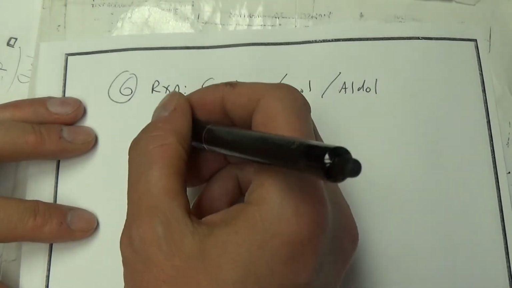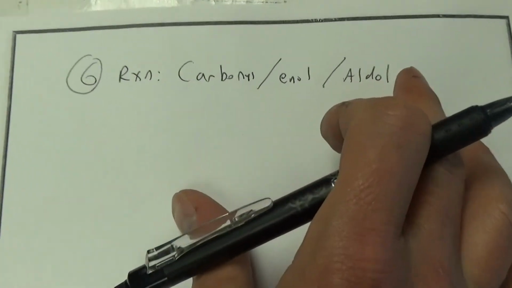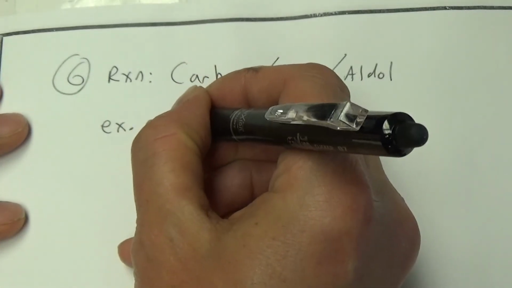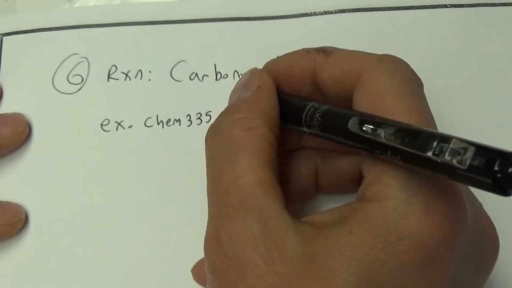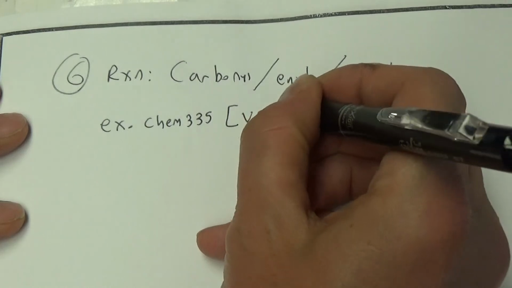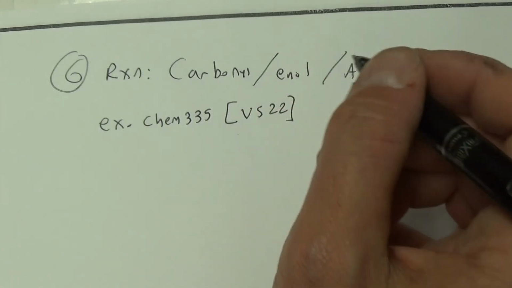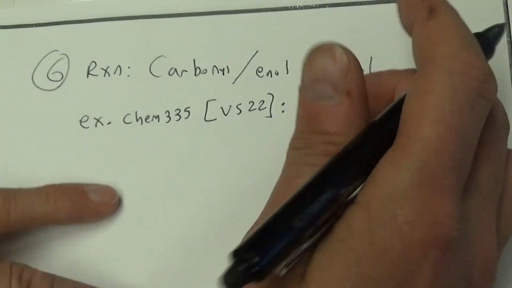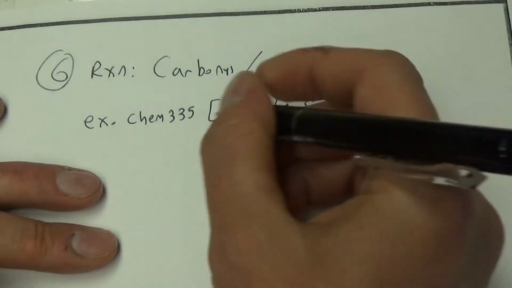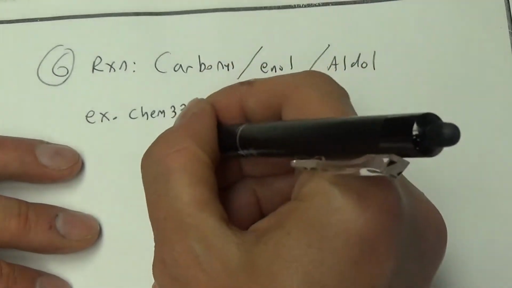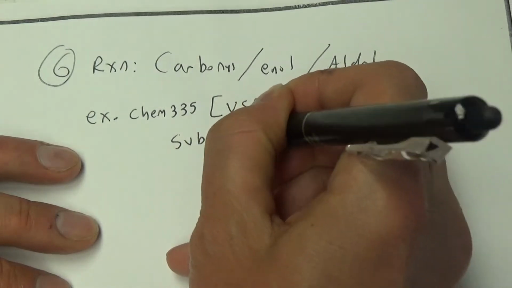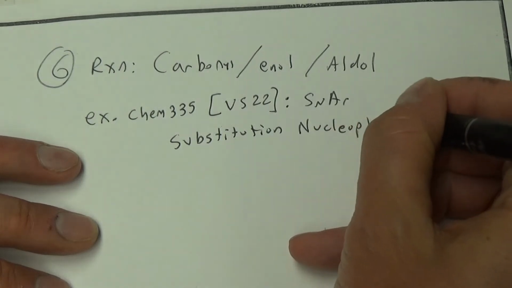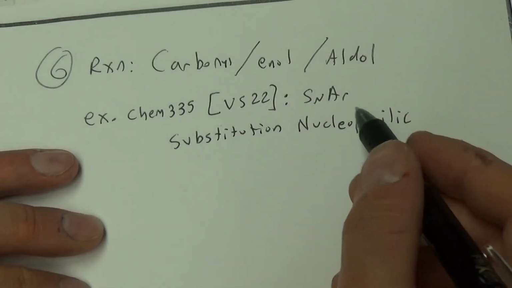Okay, so let's talk about the SNAr thing. I'm going to give a real quick example of an SNAr. This is a typical example from chem842. I think it's in VS22, chapter 22. Just to remind us what it is, SNAr stands for substitution, nucleophilic, aromatic. That makes sense, right? Substitution, nucleophilic, aromatic.